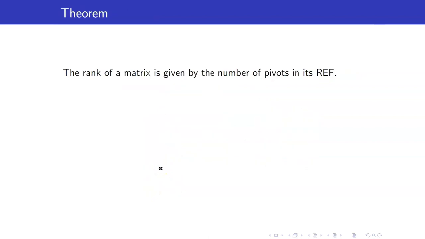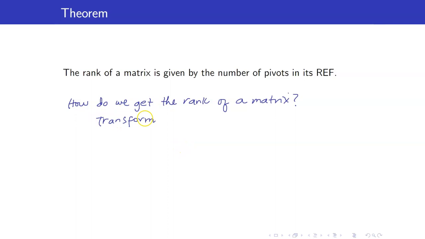This is a useful theorem. The rank of a matrix is given by the number of pivots in its REF. And we have seen this earlier in our example. So therefore, how do we get the rank of a matrix? All we have to do is to transform it to its REF and get the number of pivots. That will give you the rank of A.